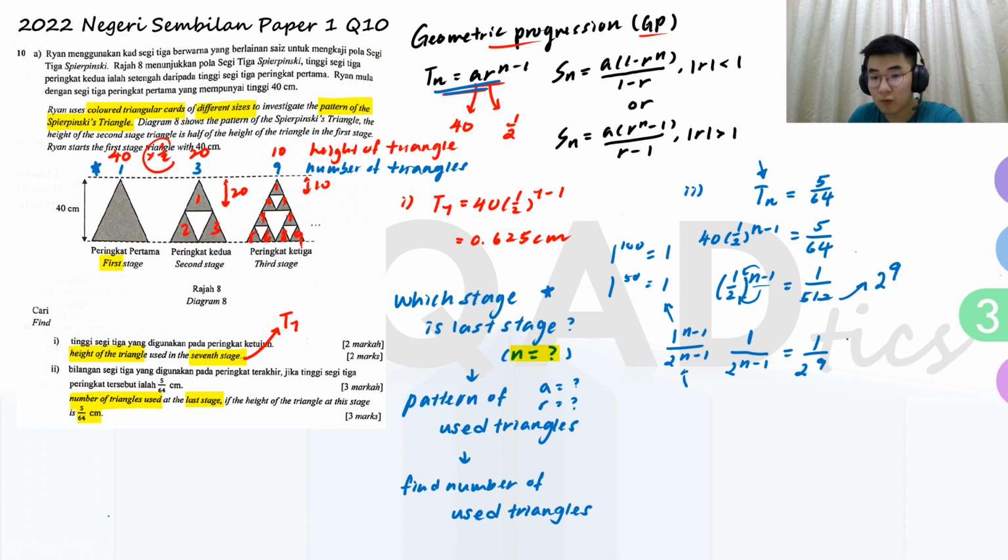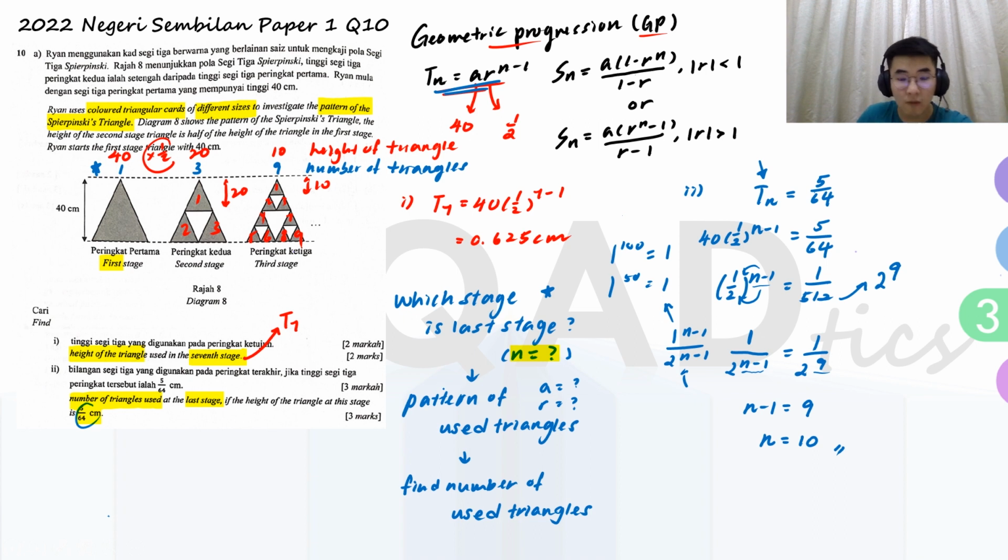So why are we doing these things? Because we can compare the value of the power for both sides. And I can write it as an equation. n minus 1 equals 9. So here n equals 10. So this means the 10th triangle has this height 5 over 64.